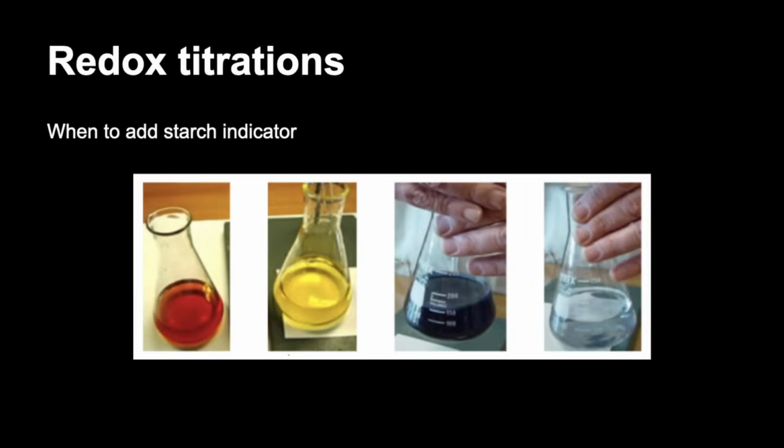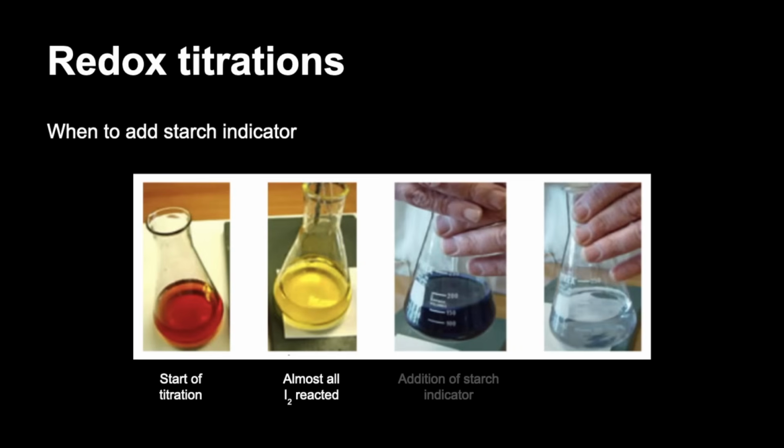And then the final thing to look at is when do you add the starch indicator. So I've got a sequence of photos from experiments we've done. So start of a titration, your flask's going to look that reddy brown colour because there's iodine in there. As it's reacted away with the sodium thiosulfate, it loses its colour, so it gets paler. So at that second photo where it's sort of a pale yellow colour, almost all of the iodine's been reacted.